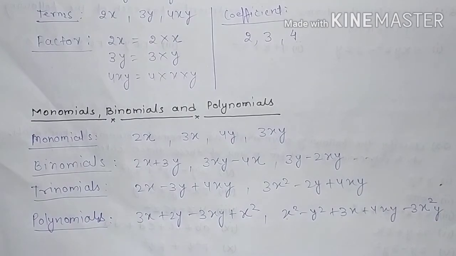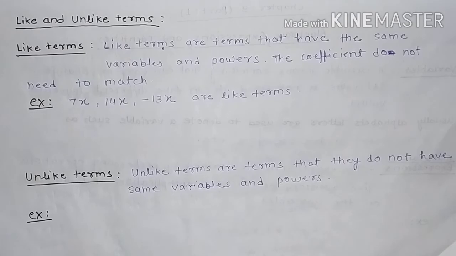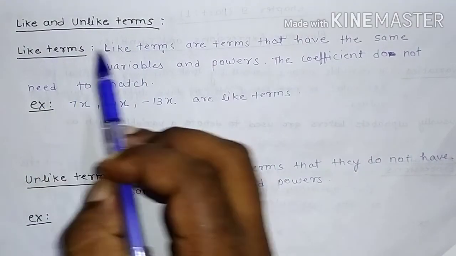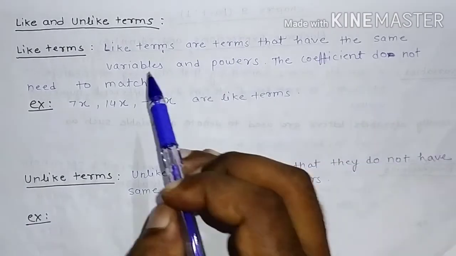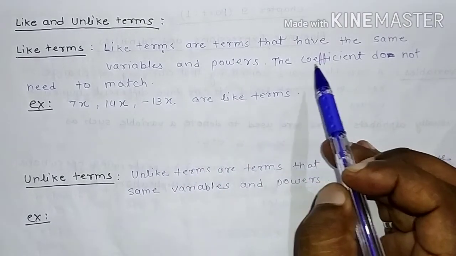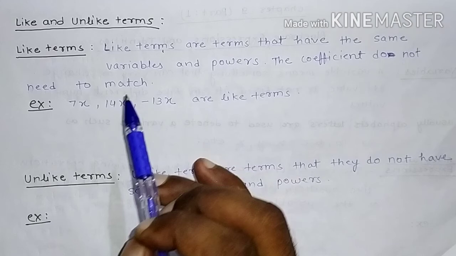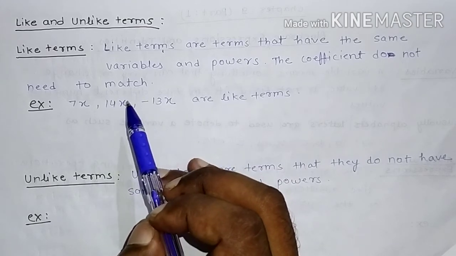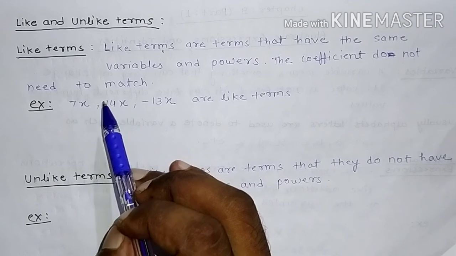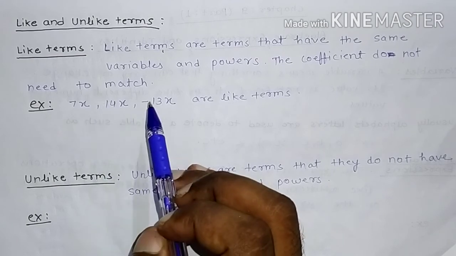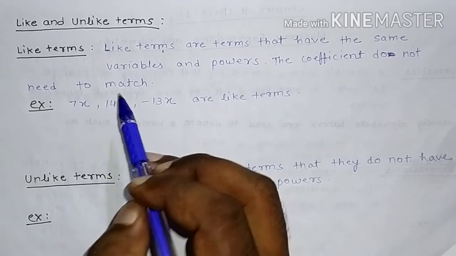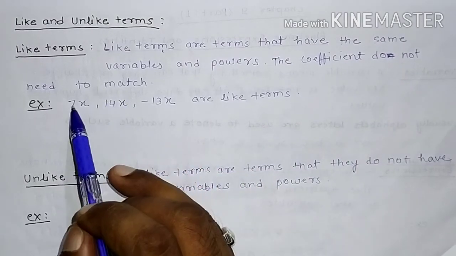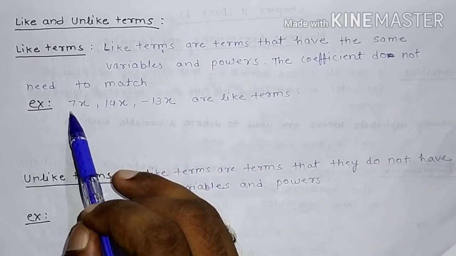Now the next topic is like and unlike terms. What is a like term? Like terms are terms that have the same variables and powers. The coefficient does not need to match. That means like terms are those terms whose variables and power of variables should be the same. The coefficient may or may not match.